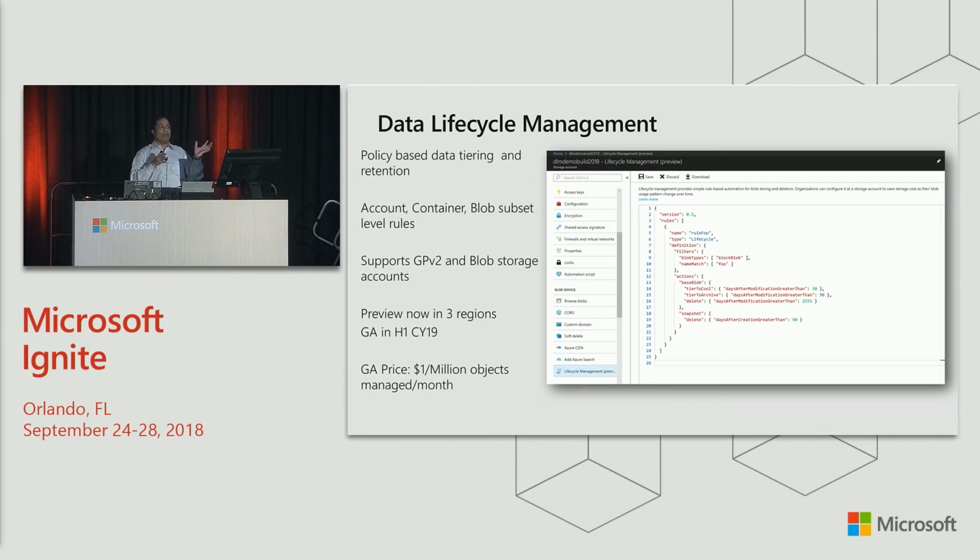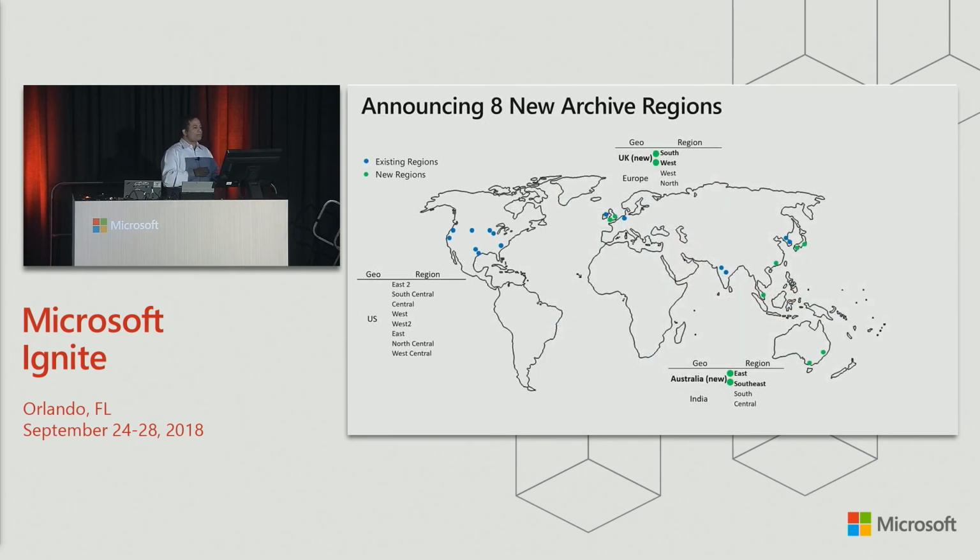We're also continuing to expand archive availability. We have 8 new archive regions announced at Ignite, and our commitment is to make sure archive storage is available globally in all the regions that we have Azure Storage in. So those are the new 8 regions in Europe and in Asia and Australia.